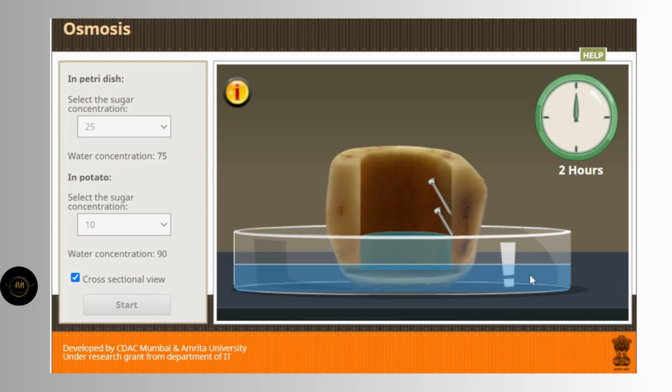the petri dish. Why? Because if you notice here, inside of the potato we had 90% water and 10% sugar. And outside, here in the petri dish, we had 75% water and 25% sugar, which means inside of the potato was more water than outside of the potato. And this process, this movement from higher to lower concentration, when water is moving from higher to lower concentration, is called osmosis. So osmosis is movement of water molecules from higher to lower concentration.